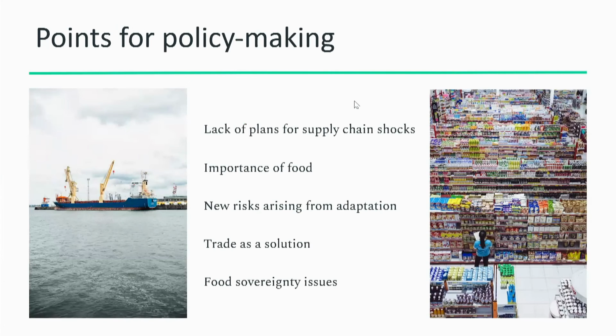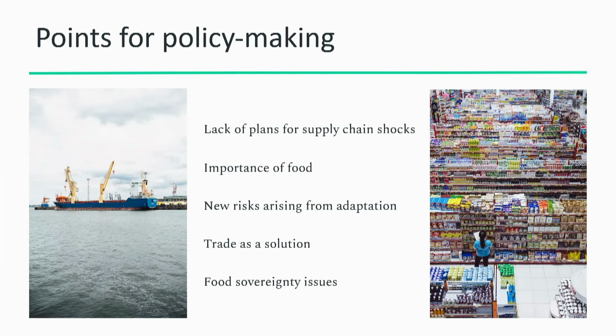And so finally, just a few points for policymaking for these risks. Currently, not many stakeholders had any plans in place for climate-related soy supply chain shocks. And we're just starting to see internal conversations about climate risk to these supply chains, but not really concrete plans at the moment. Interviewees raised the importance of food compared to other commodities as well, suggesting that maybe we should treat the supply chain differently.